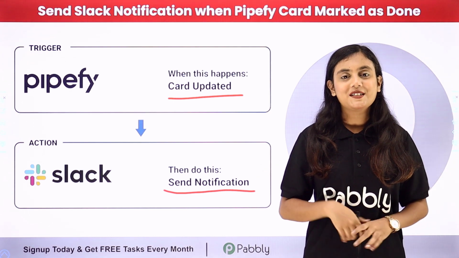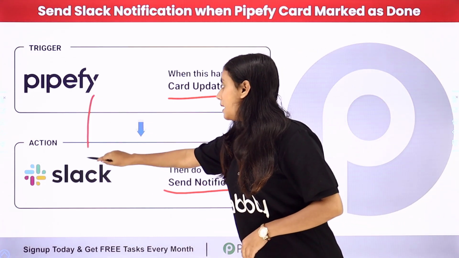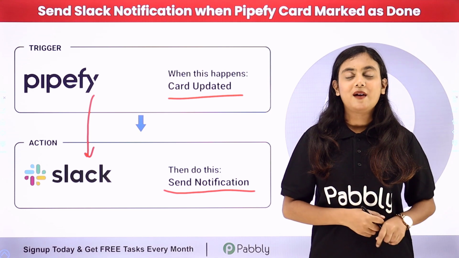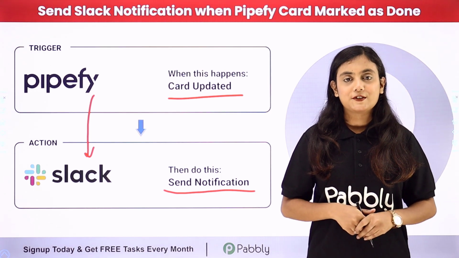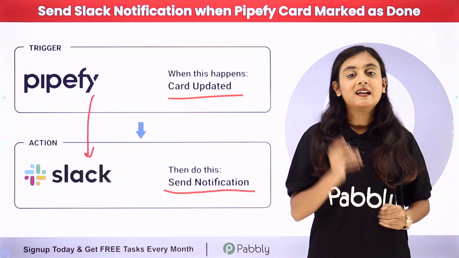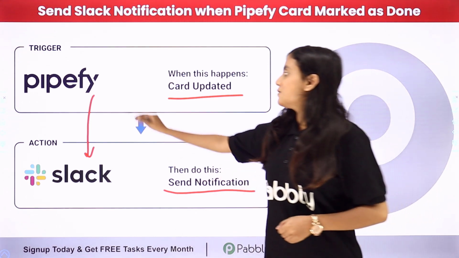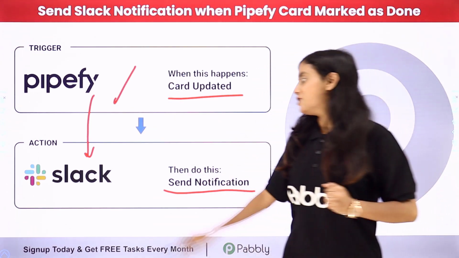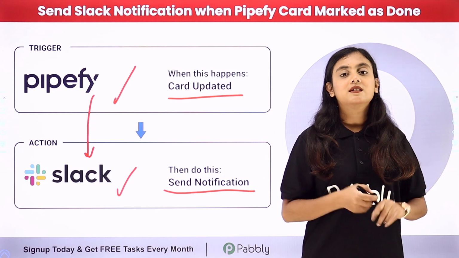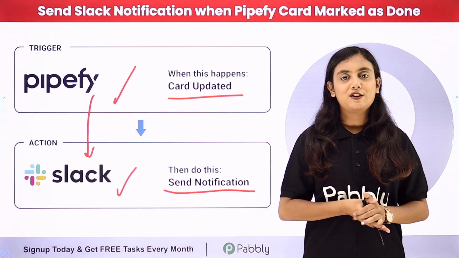For that, what we are going to do is we are going to simply create an automation between Pipefy and Slack with the help of Pabbly Connect. Pabbly Connect runs on two concepts, that is trigger and action. In this process, my trigger application is going to be Pipefy and my action application is going to be Slack. If you want to learn how to do this automation, then let me take you all to my screen.